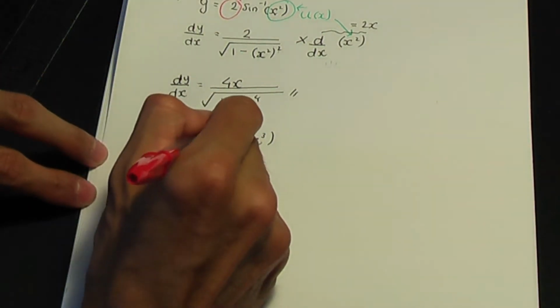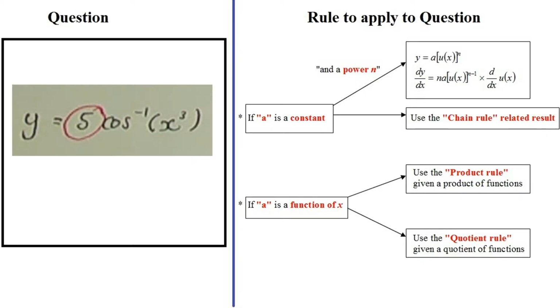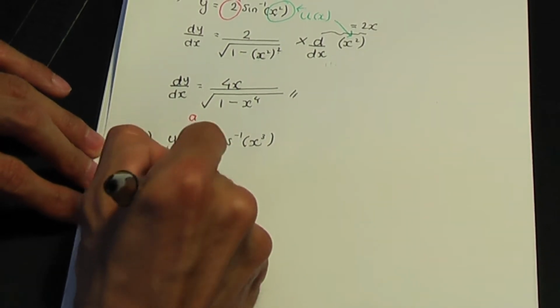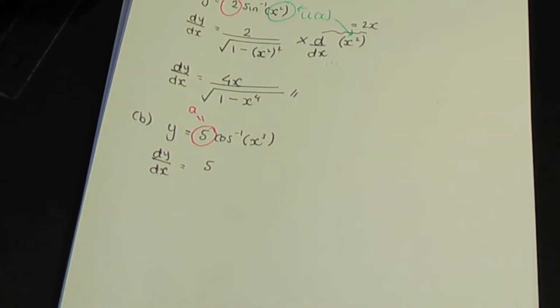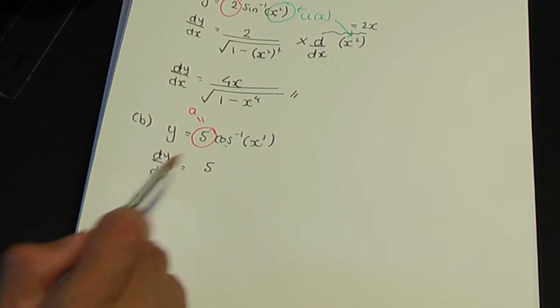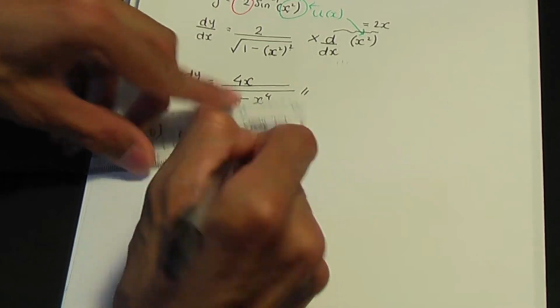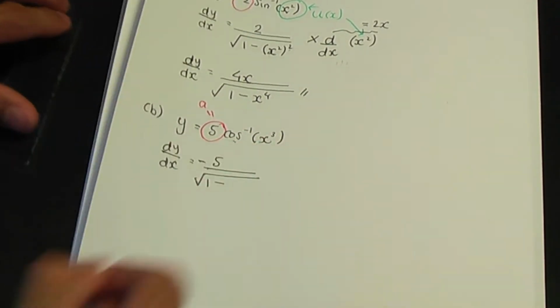So first of all, I look at the term in front of the inverse function. The term in front of the function, a, is 5. 5 is a constant, so I can use the chain rule related result. So dy by dx is, remember 5 is a constant, leave the 5 alone. And remember the standard result for cos inverse. The derivative of cos inverse is a minus 1 over the root, 1 minus.